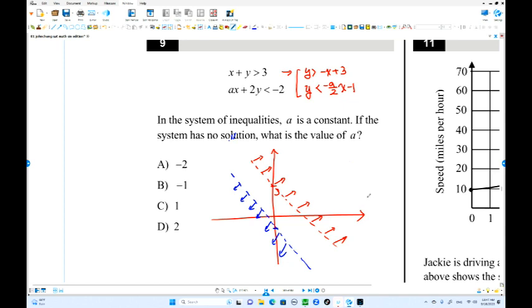So A should equal these numbers, negative 1. So negative A over 2, same slope, negative 1. Okay? Negative A equals negative 2, A equals 2. Okay? That's the answer.